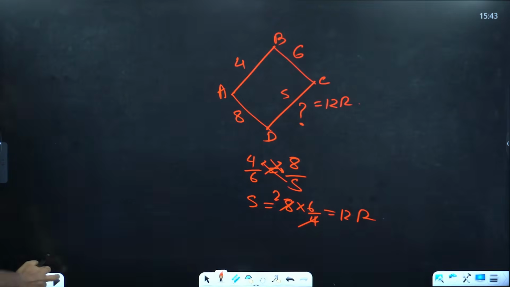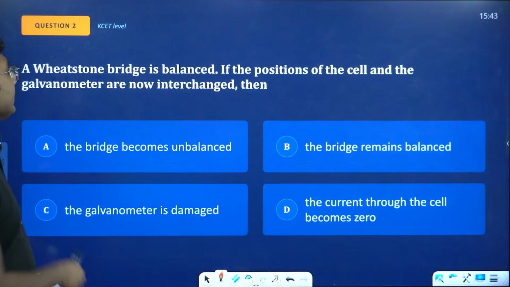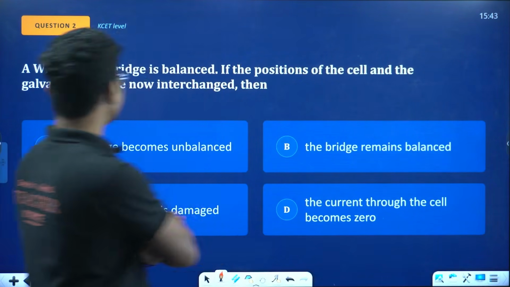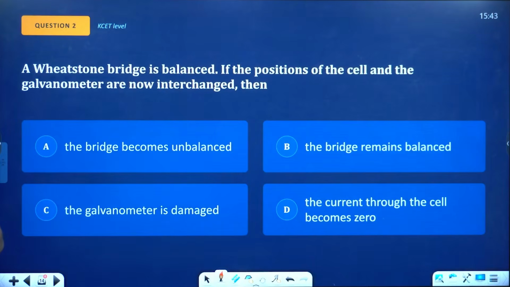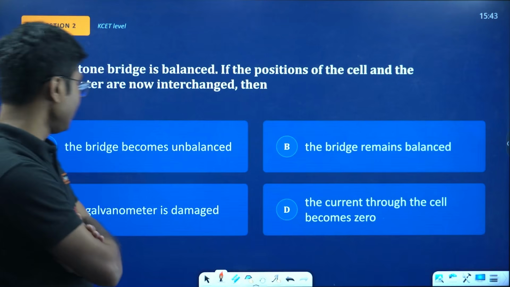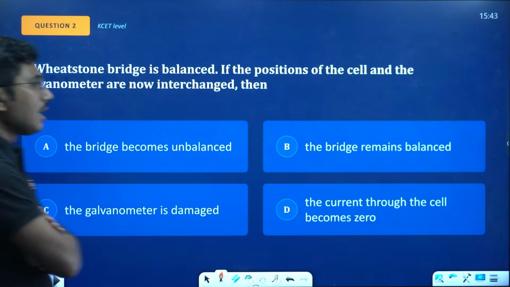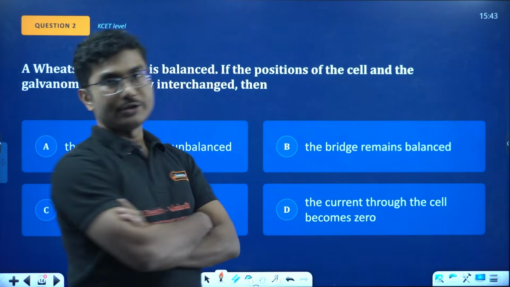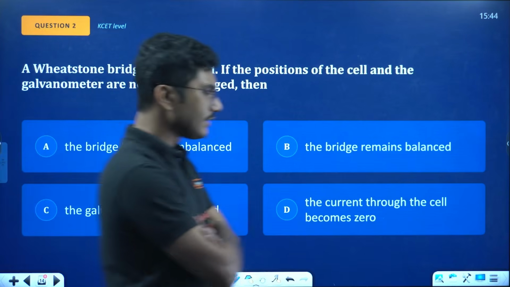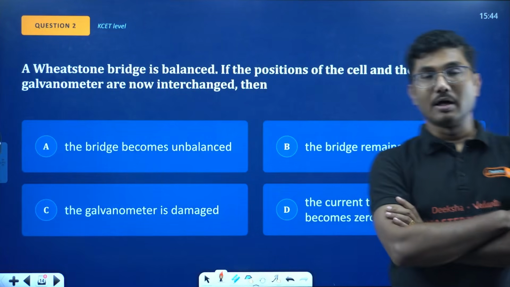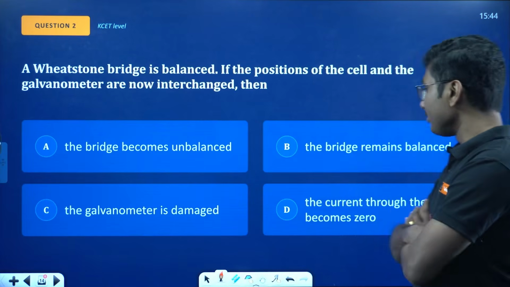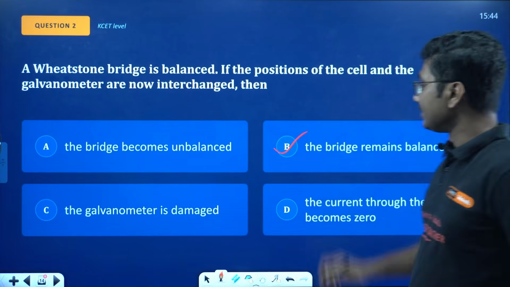Now next question is, a Wheatstone bridge is balanced. If the positions of the cell and the galvanometer are interchanged, then the bridge becomes unbalanced, the bridge remains balanced, the galvanometer is damaged, or the current through the cell becomes 0. So as I mentioned during my session, even if you interchange the cell and the galvanometer, if the bridge is balanced, it will remain balanced. So that means the bridge remains balanced, right?